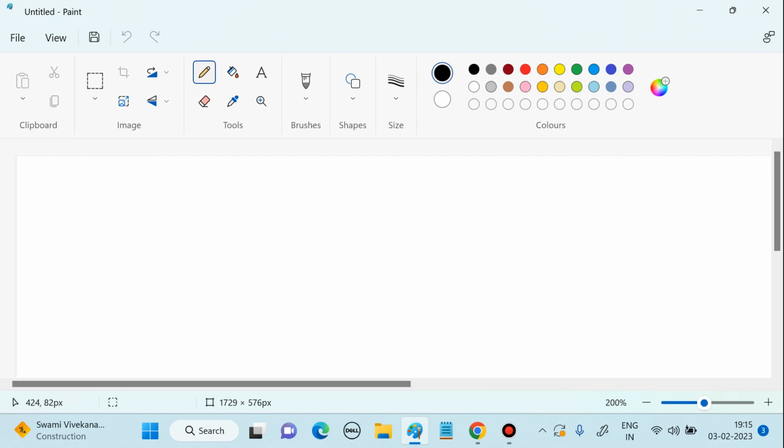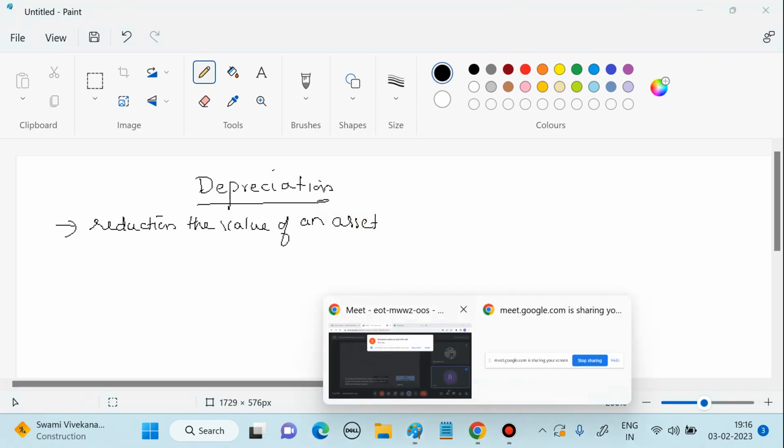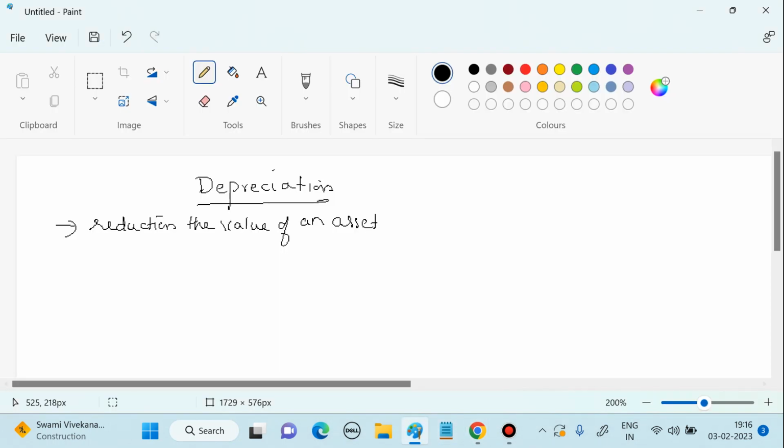So today's topic for revision is depreciation. So what is depreciation in simple terms? Tell me. The degradation of the value of an asset. Correct. So when there is some sort of reduction in the value of an asset. What type of asset? Tangible. Tangible, correct. So here we are talking about tangible assets. So when there's a reduction in the value of an asset, that is tangible assets.